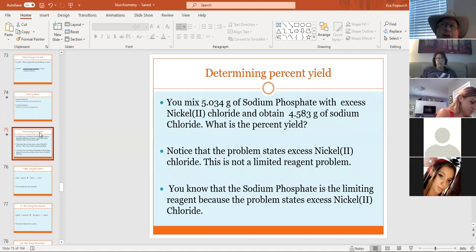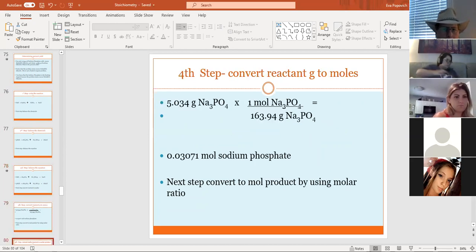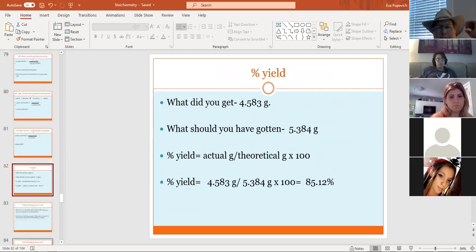Percent yield is how much I did get back divided by how much I should have gotten back: experimental results divided by stoichiometry results. My last step is to take what I did get back, divide it by my stoichiometric results, and multiply by 100. My percent yield is 85.12. Questions, ladies and gentlemen?